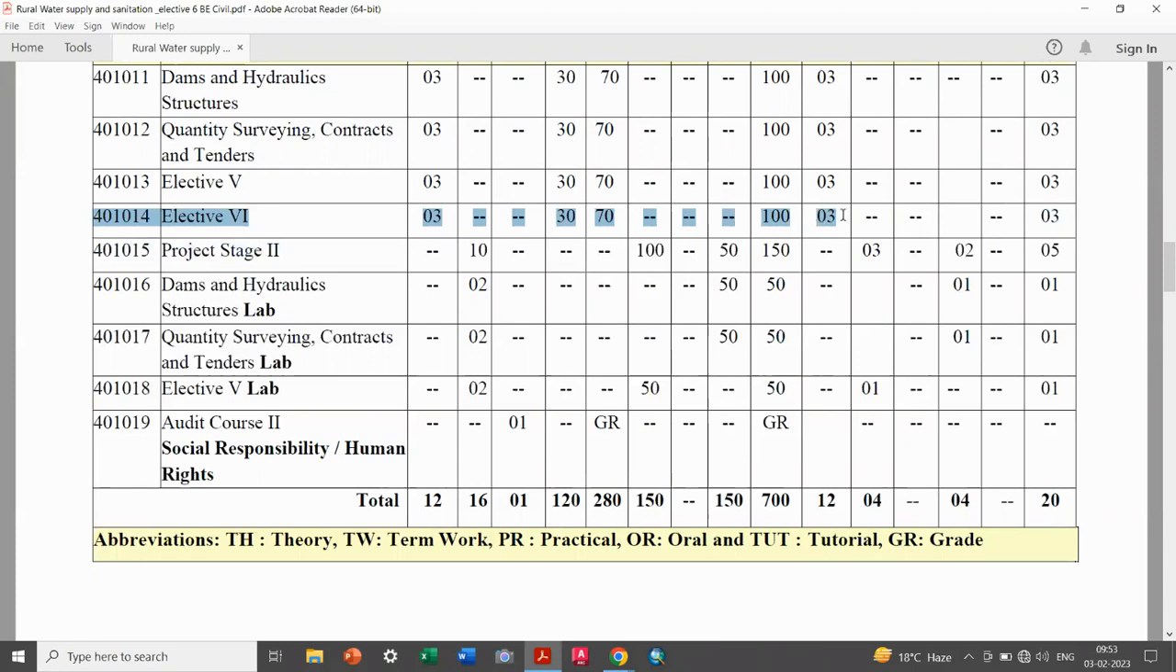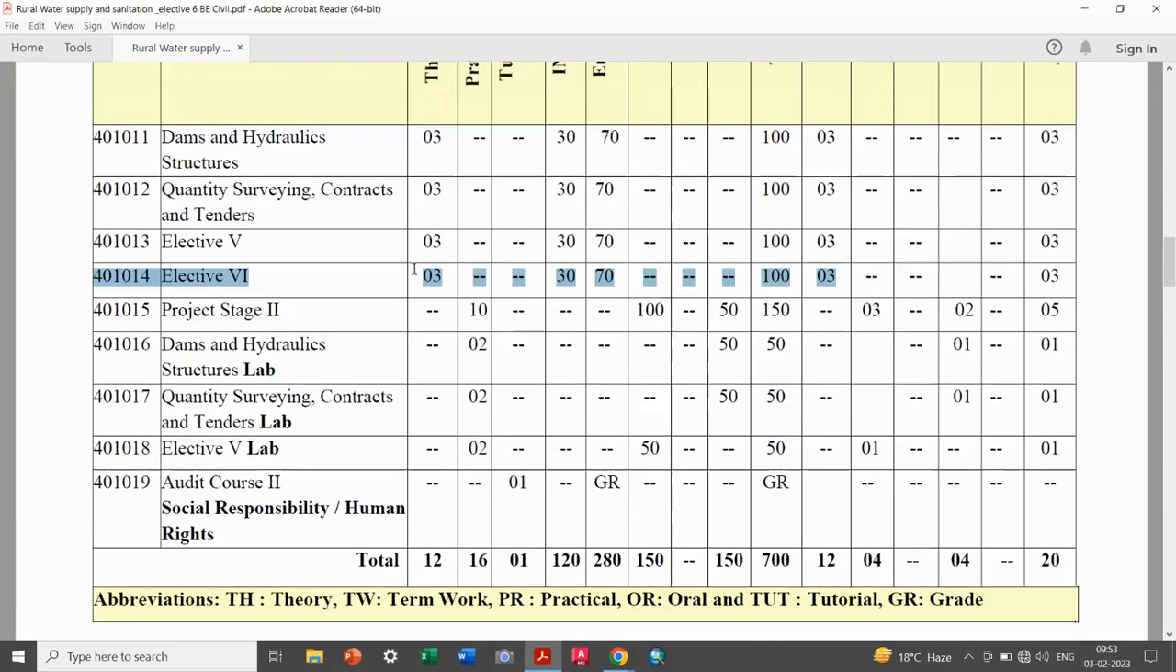This subject is having three lectures per week. There is no practical for this subject, and this subject is of 100 marks. So there will be in-sem of 30 marks and end-sem of 70 marks. There will be assignments based on each unit for your practice.